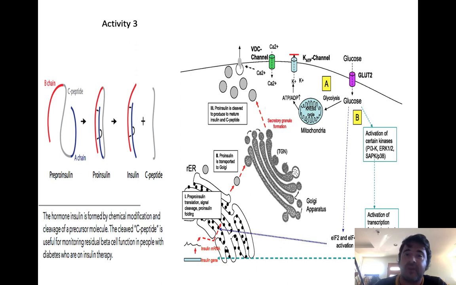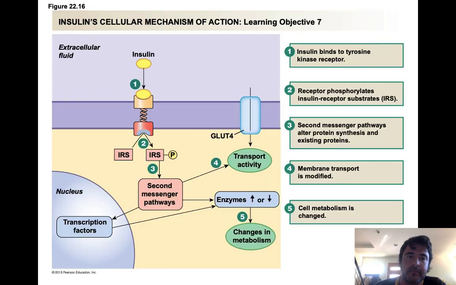It doesn't get processed and broken down by the liver quite as quickly. It sticks around for a lot longer, making it a much more stable way to measure how big of an insulin spike you had. So C-peptide is really kind of an indirect measure of insulin.